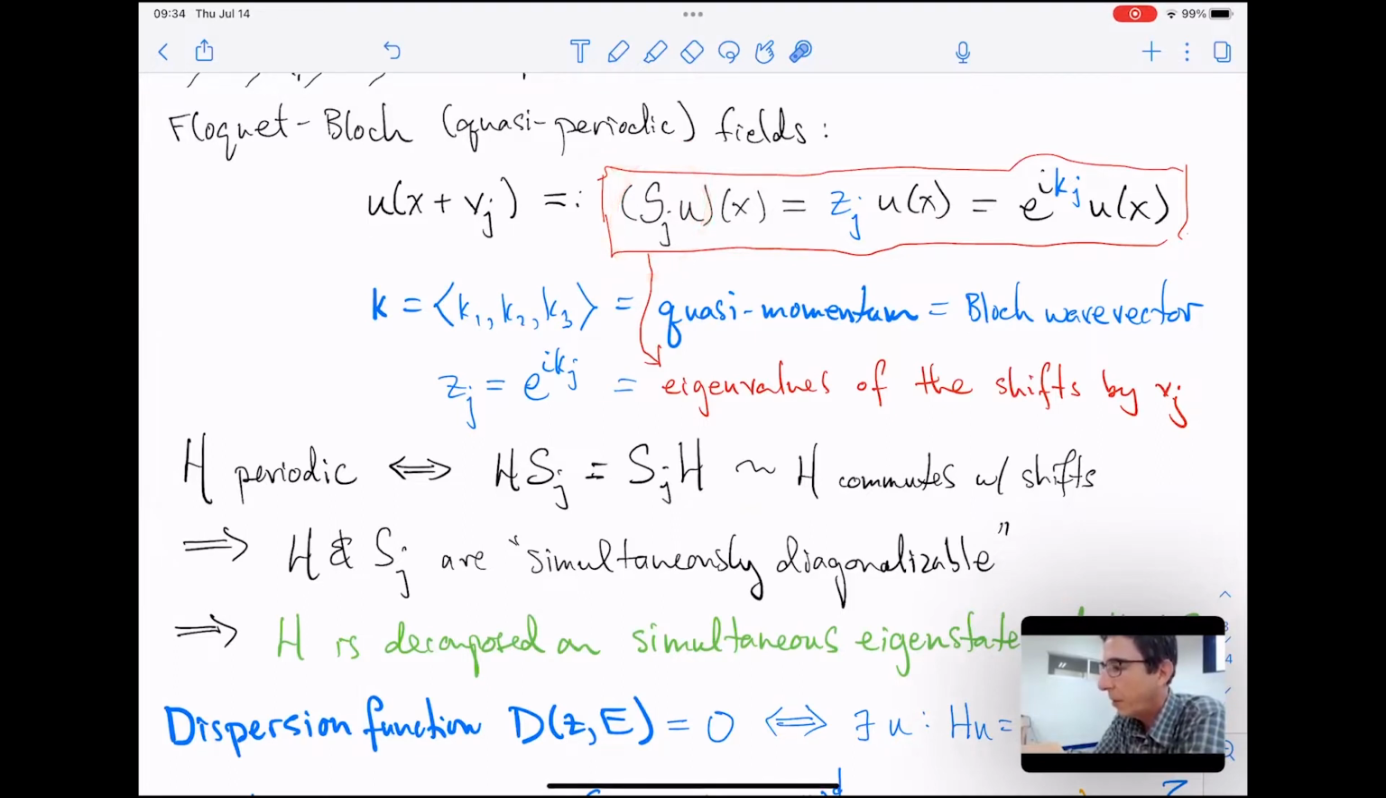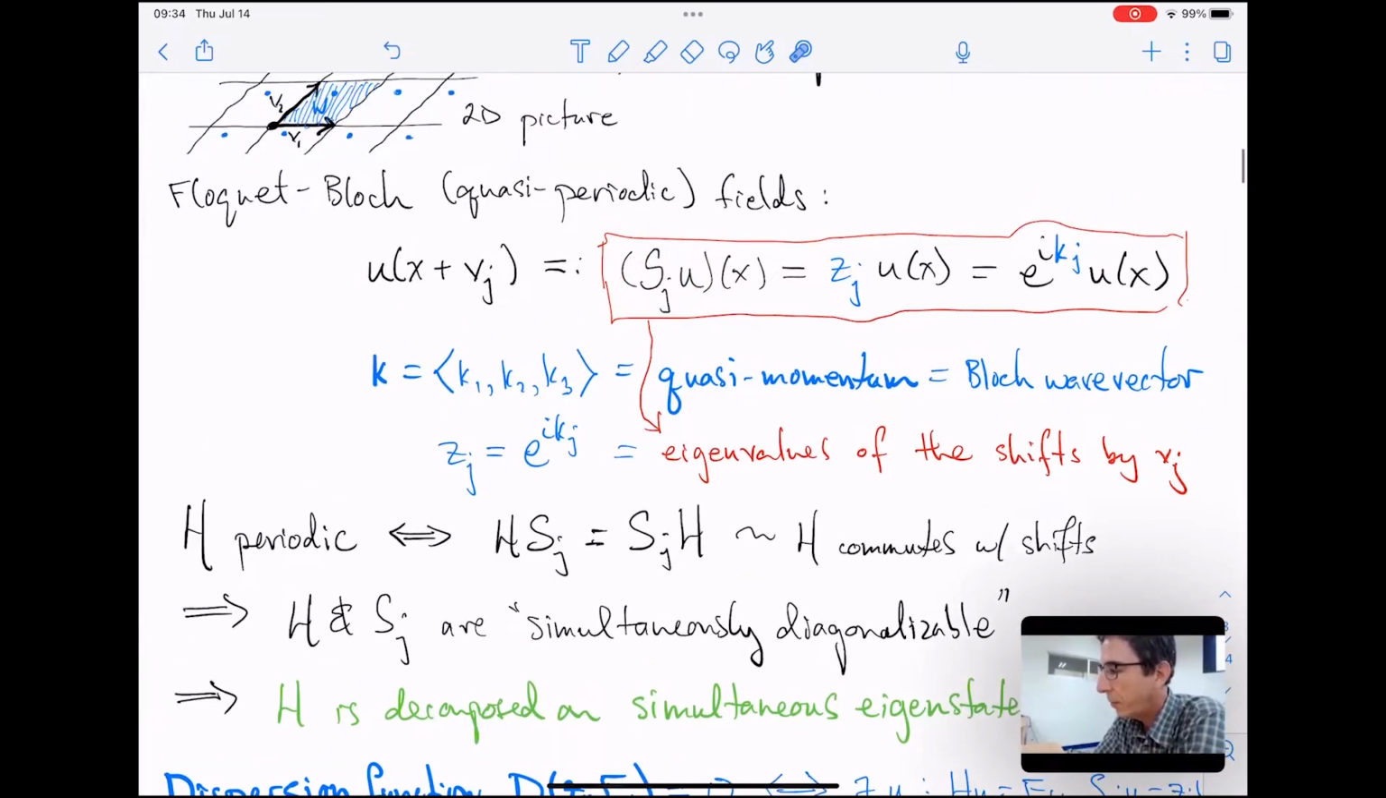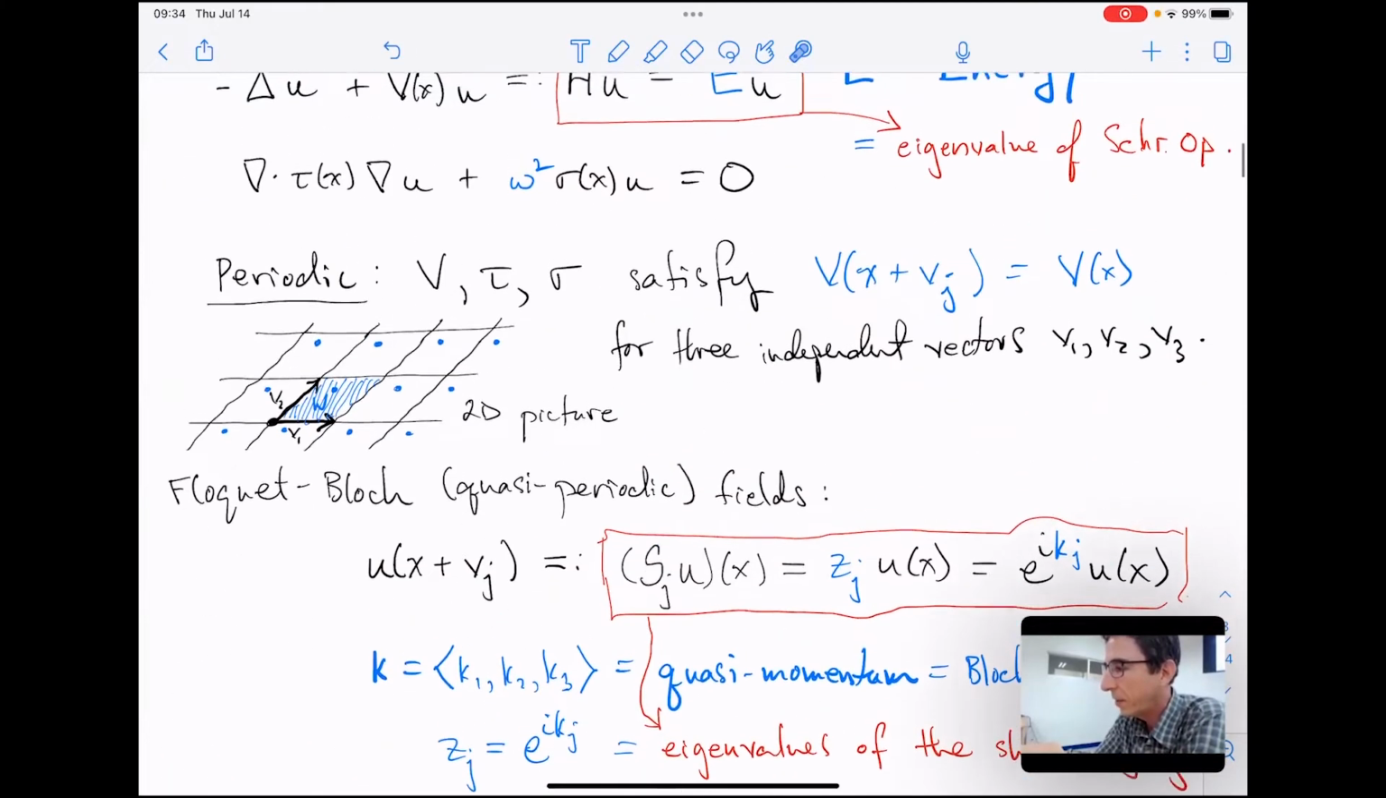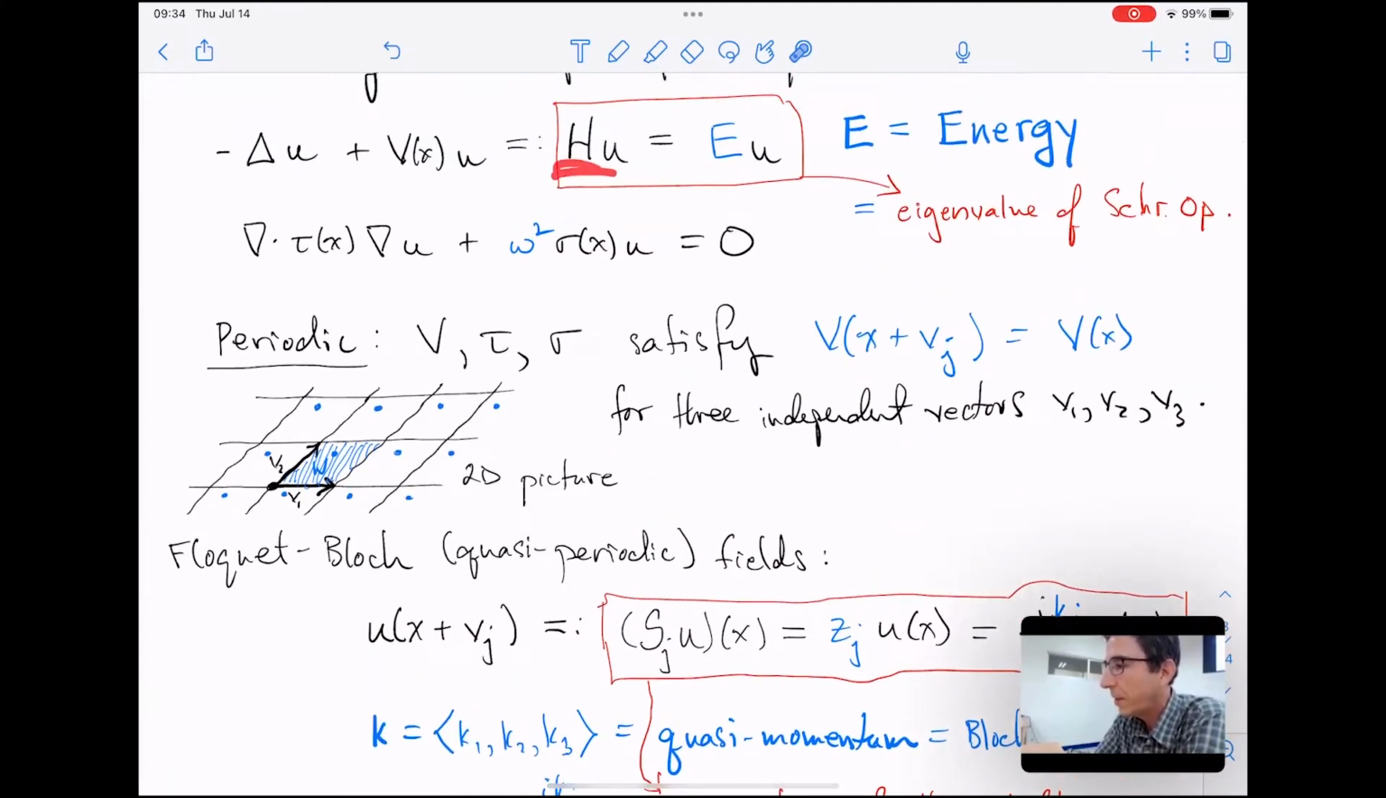And we were looking at eigenfunctions of the shift that were simultaneous eigenfunctions of the Schrödinger operator, right? And that's because the Schrödinger operator was commuting with the shift, which is the same thing as saying that the Schrödinger operator is periodic. It's just an algebraic way of saying that. And so therefore, we would like to decompose the Schrödinger operator on the eigenspaces of the shift operator.